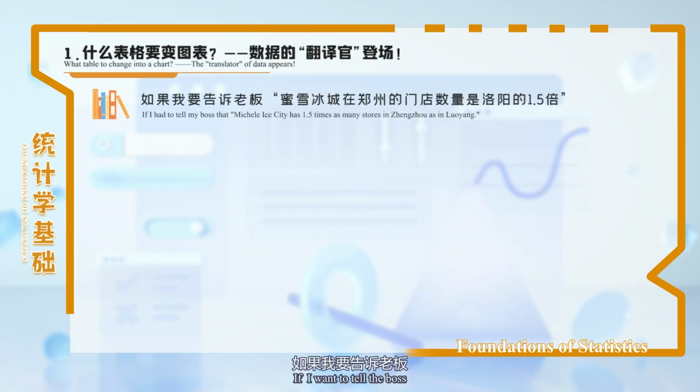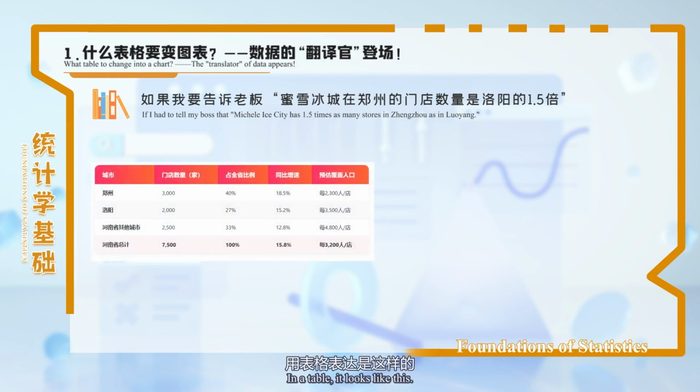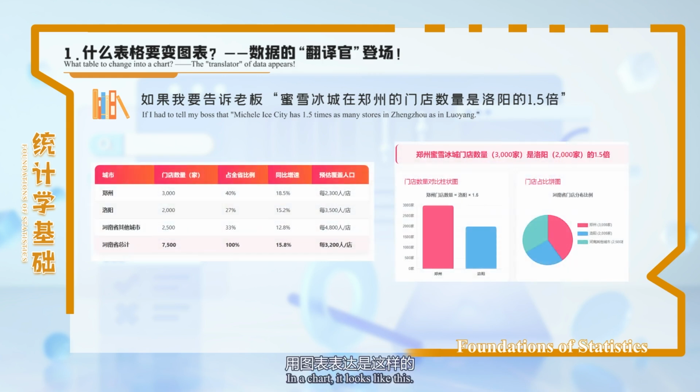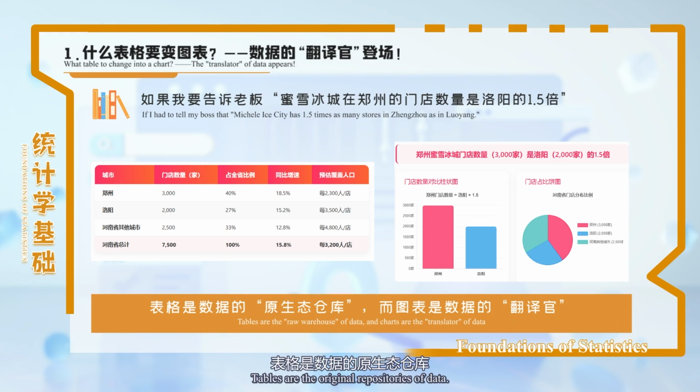If I want to tell the boss the number of Mixue Bingcheng stores in Zhengzhou is 1.5 times that of Luoyang, in a table, it looks like this. In a chart, it looks like this. Which is more intuitive? Graphs, of course, because of the speed with which the human brain processes images, 10,000 times faster than text. Tables are the original repositories of data, and the graph is the translator of the data.